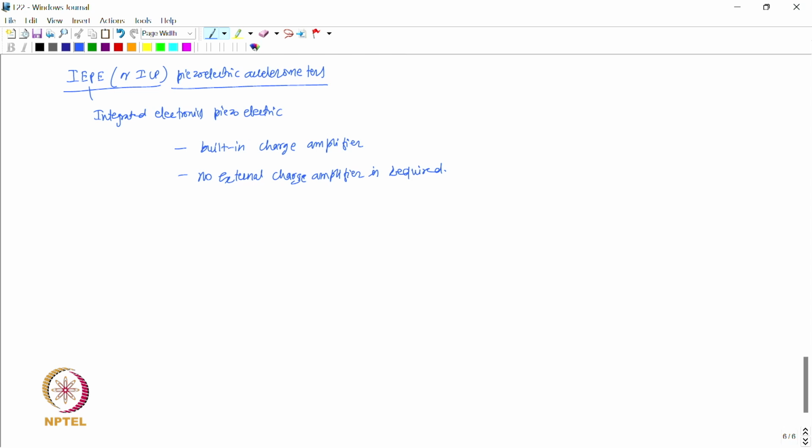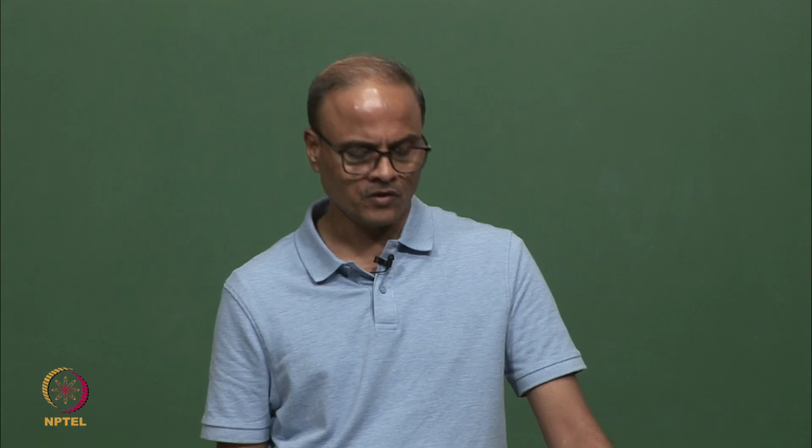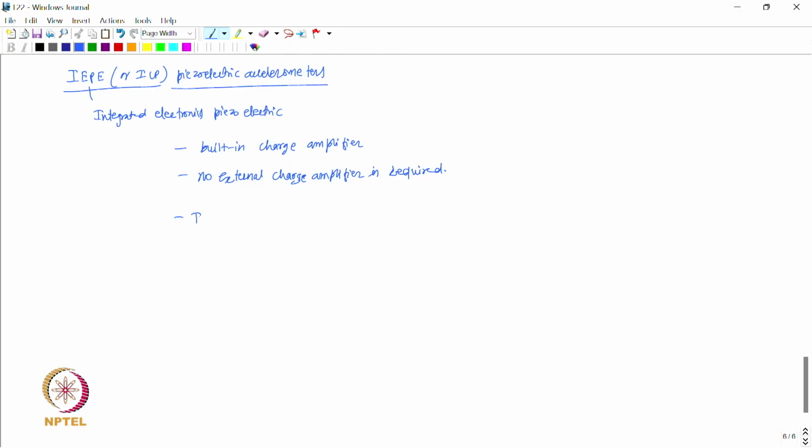They are easy and handy to use, and they are available commercially under several trade names, for example ICP, Deltatron, Isotron, Piezotron. These are the trade names of commercially available IEPE types of piezoelectric accelerometers.